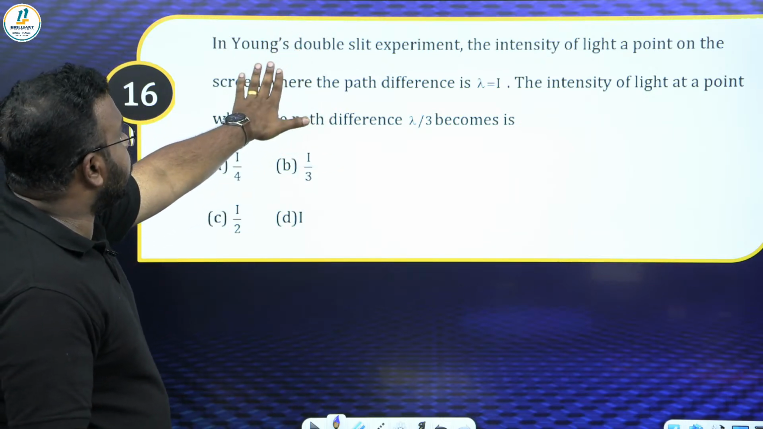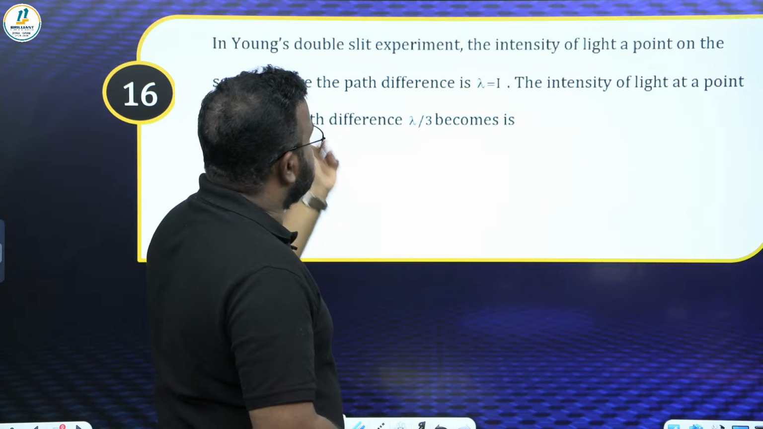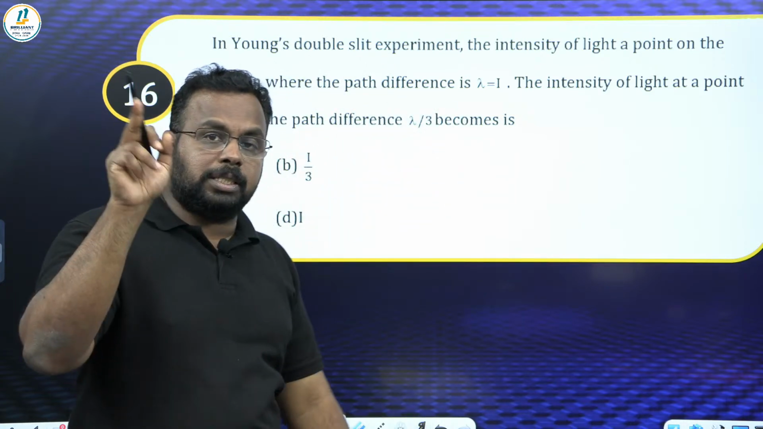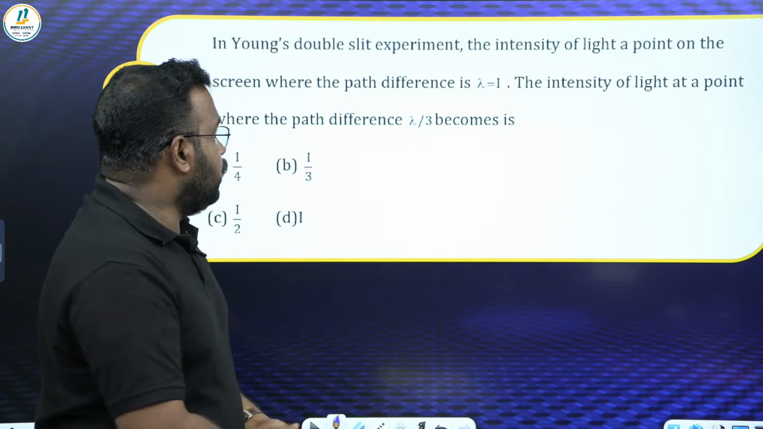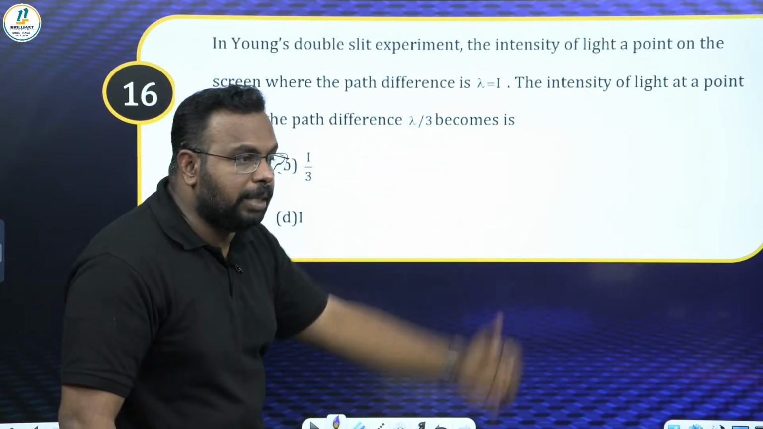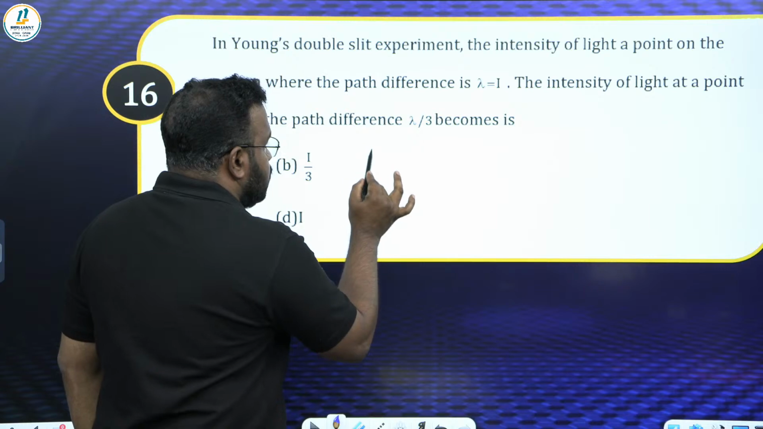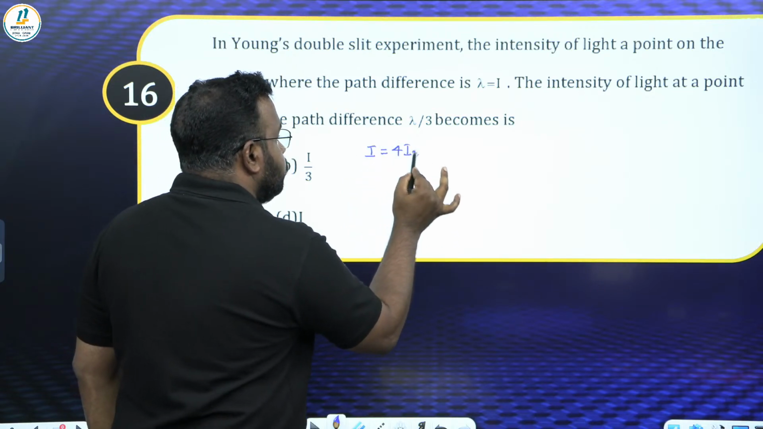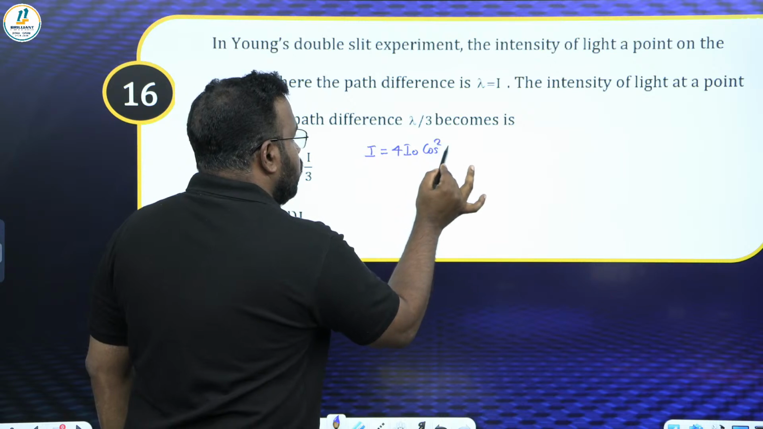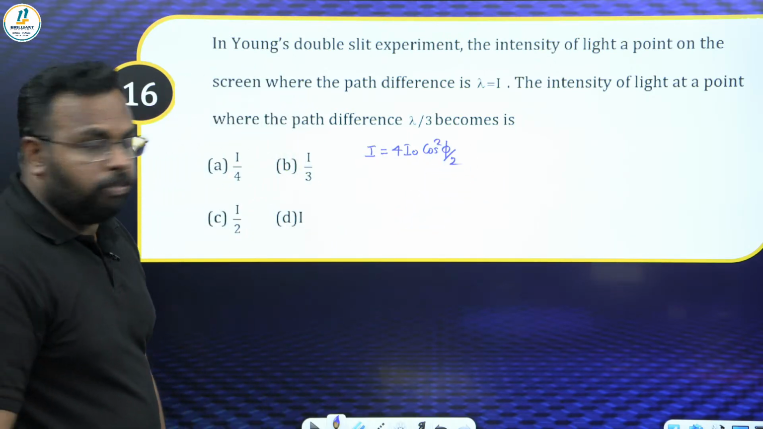Look, please understand the question. In Young's double slit experiment, the intensity of light at a point on the screen where the path difference is lambda. If path difference is lambda, what is the intensity? I. Then if path difference is lambda by 3, what is the intensity? What is the formula we are going to use? Resultant intensity I is equal to 4 I naught cos square phi by 2.